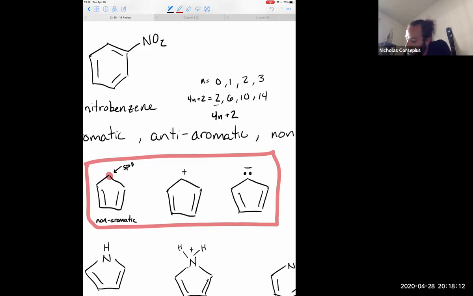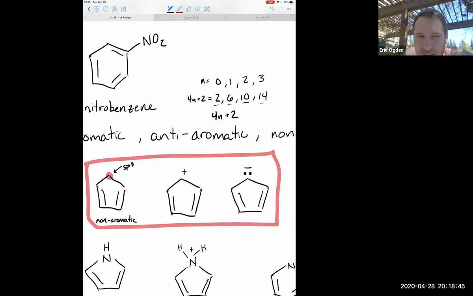If you have this number of electrons, either 2, 6, 10, 14, then you are aromatic. If you just have a 4n, it's always going to be even, right? Because they're pairs of electrons. If you have 4 or 8 or 12 or 16, that's when you're anti-aromatic. Okay, so we already got this one's non-aromatic. One of these is aromatic. The other one is anti-aromatic. So see if you can take a second to figure out which one would be which.